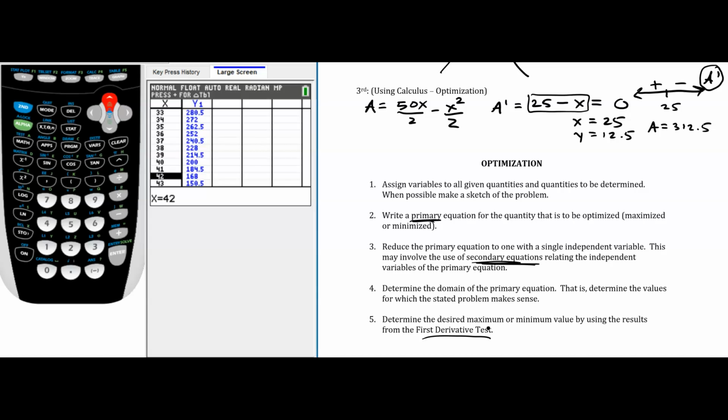So hopefully this kind of gives you a nice overview in this video. In the next one, we'll look at a few more specific examples of what you're going to see in the homework and what you could see on the test.